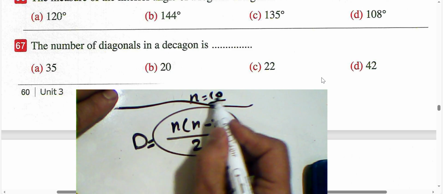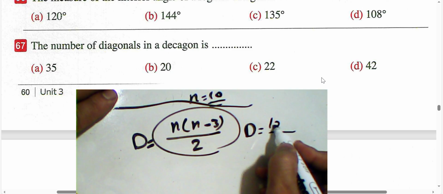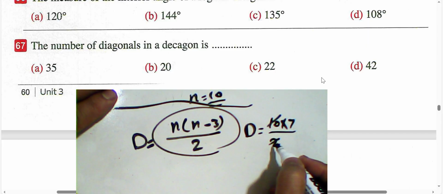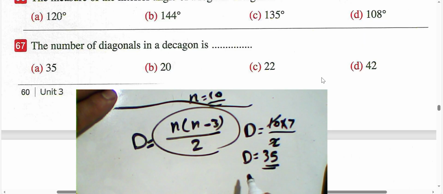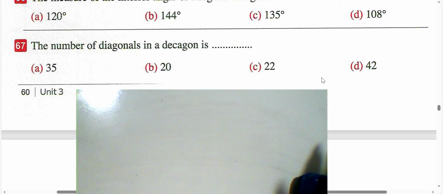In this example, n was 10. Put n here equal to 10. Then the number of diagonals equals 10 multiplied by (10 minus 3, which equals 7) divided by 2. 10 divided by 2 equals 5. 5 times 7 equals 35. Then the number of diagonals of a decagon will be 35 diagonals. Okay.